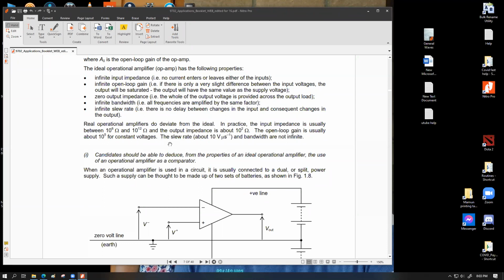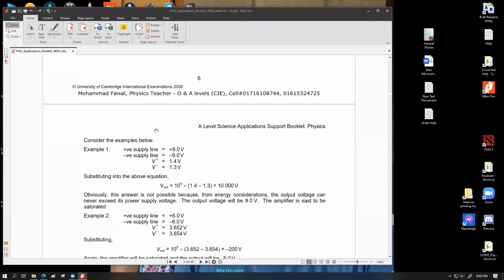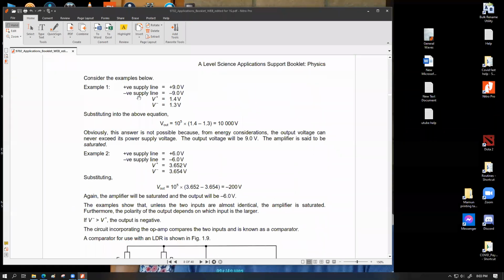Why do we call it saturation, or why is the state of saturation in most cases unexpected for us? There is a problem with saturation. Let's take a look at these examples over here. Let's say if we take example 1, you can see that the V plus had a value of 1.4, V minus has a value of 1.3, and then the mathematical calculated output was 10,000 volts, which is definitely impossible. So in this case, the output was plus 9.0 volt. This was the output for this op-amp for this setup of input.